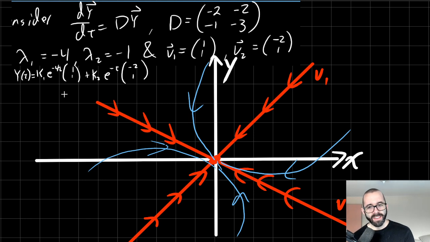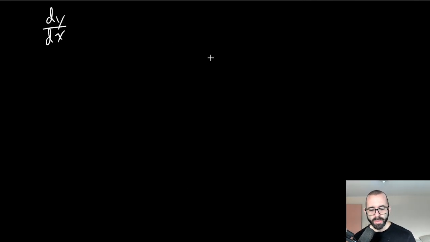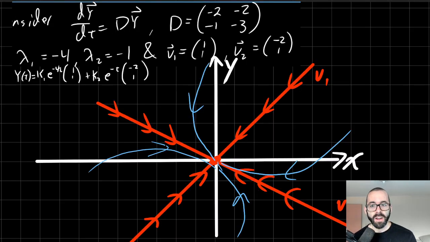But remember, y and x both depend on t. How do you find the derivative of something that depends on something else? That's implicit differentiation. That's the chain rule. dy dx is just dy dt divided by dx dt. And we can find both of these. How? Well, let's rewrite our general solution.